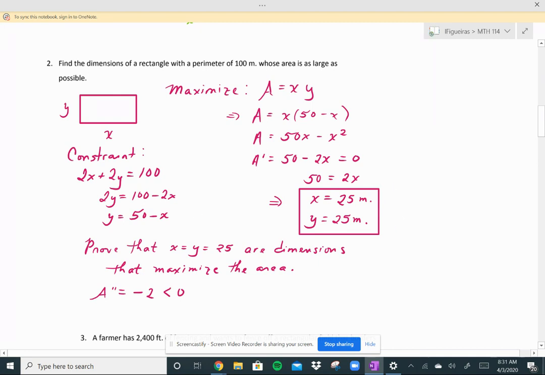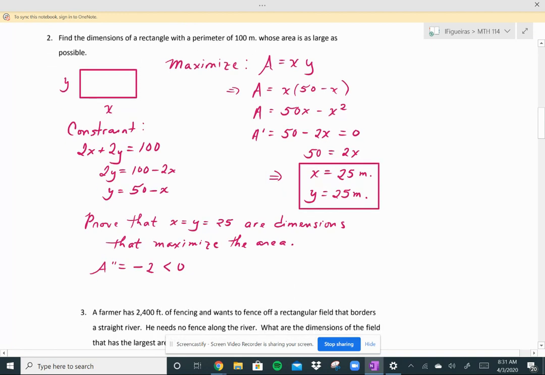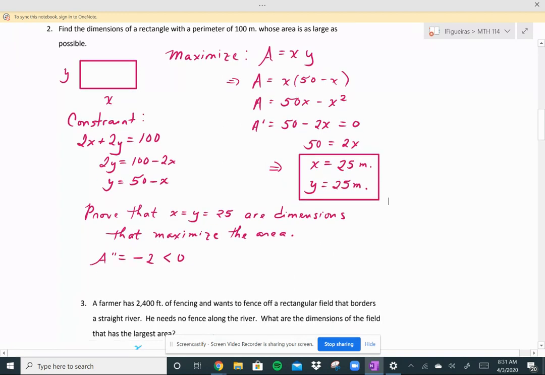So, as I mentioned before, we need to prove that x and y equal to 25 are dimensions that maximize the area. So I will take the second derivative again. Second derivative of A prime here is negative 2. That means it is always negative, and that means it is concave down, and concave down means that our critical point of 25 is a maximum.